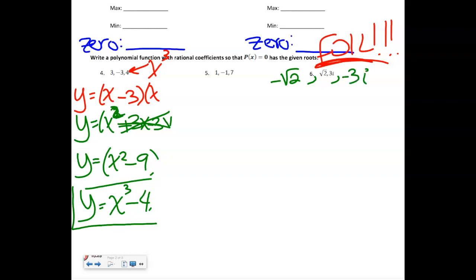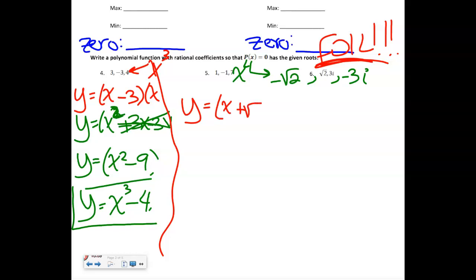At the very end, what should we end up with right now? X to the fourth. Yeah, we have 4 answers right now. Okay. If you have an i in your answer, are you wrong? If you have a square root in your answer, are you wrong? That's why we have conjugates. Okay. All right. So we are going to say y equals, I'm going to have x plus the square root of 2, x minus the square root of 2, x minus 3i, and x plus 3i.